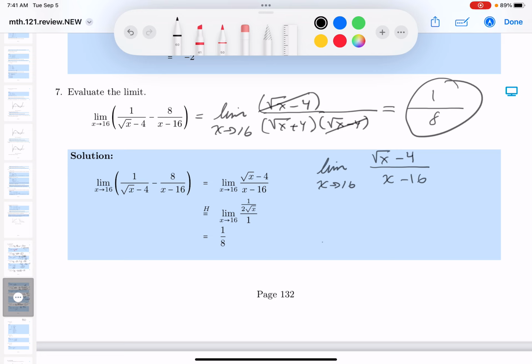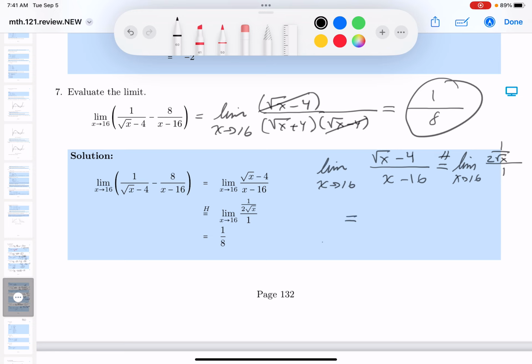Now, someone says, why would you have done that? Well, maybe you didn't see something else to do, and you could use L'Hopital's rule in this. And why is that? The limit of the top is 0, and the limit of the bottom is 0. So you could use L'Hopital's rule. Let's write that down. Limit as x goes to 16. And the derivative of the top is fairly simple. It's going to be 1 over 2 root x. And what do you get on bottom? That's just going to be 1.